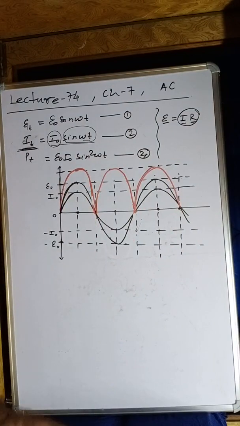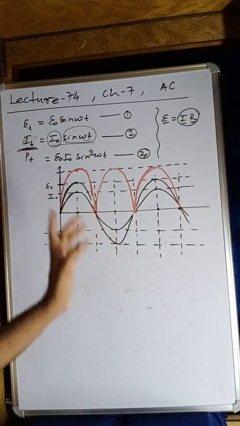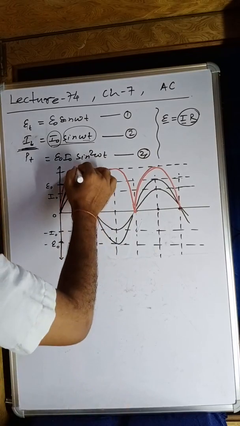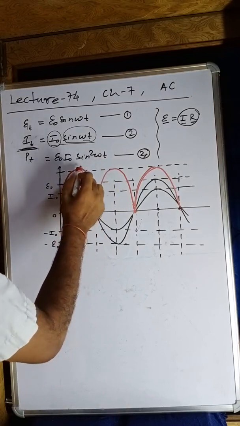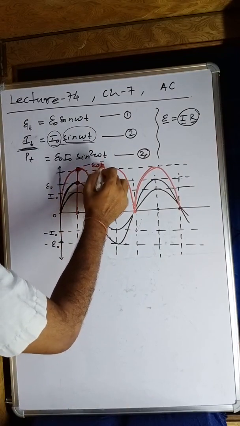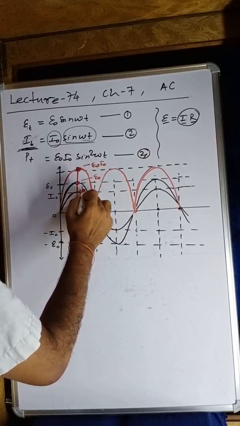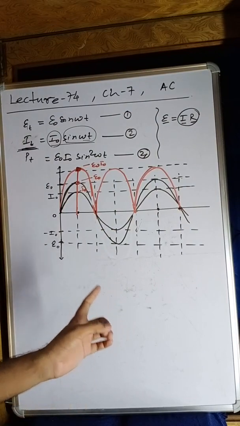Remember, I'm not representing here the graph of any average value or RMS value. I'm representing the instantaneous value. But you can find the peak values for each quantity over here. This is the peak value, E naught I naught. This is E naught, and this is I naught. So, my dear students, this is the sinusoidal representation of current and voltage under AC supply.